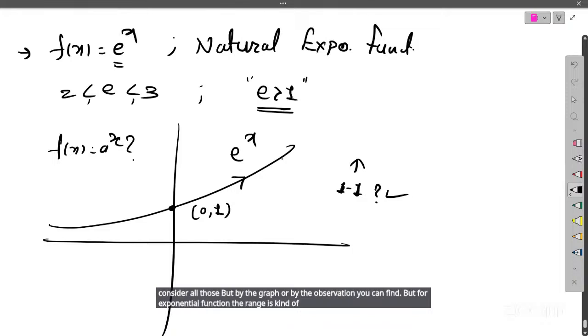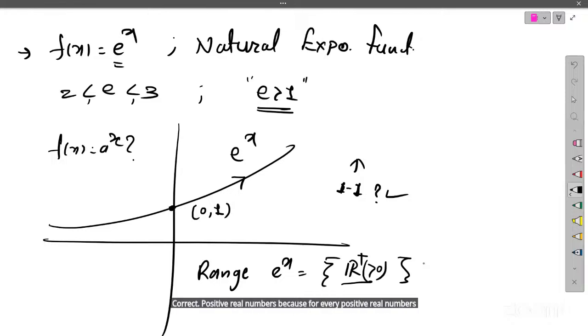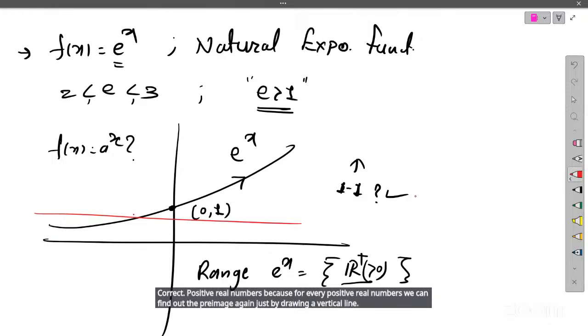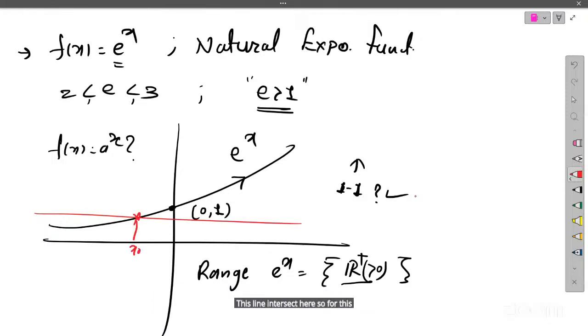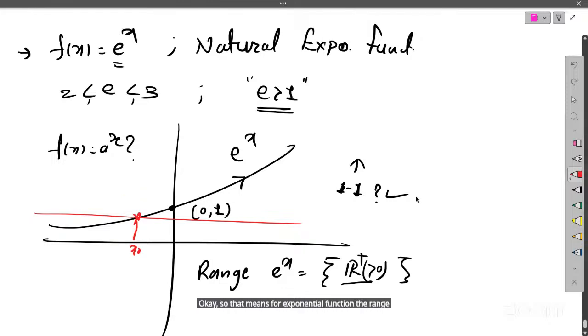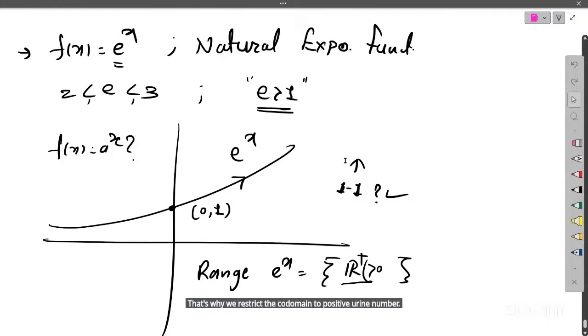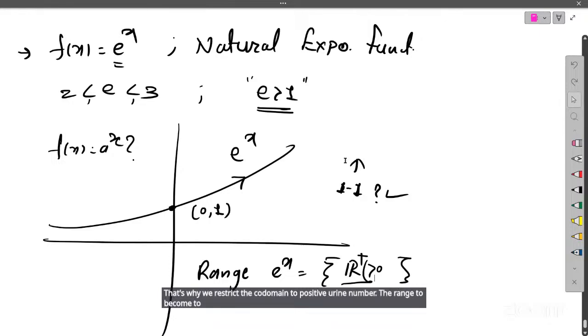So can you guys tell me what will be the range of e to the power x? Positive real numbers? Correct, positive real numbers. Because for any positive real number, we can find the pre-image, again just by drawing a horizontal line. This line intersects here. So for this y naught, I'll get this x naught as input. So for exponential function, the range is nothing but positive real numbers. That's why we restrict the codomain to positive real numbers, the range set, to get onto functions.